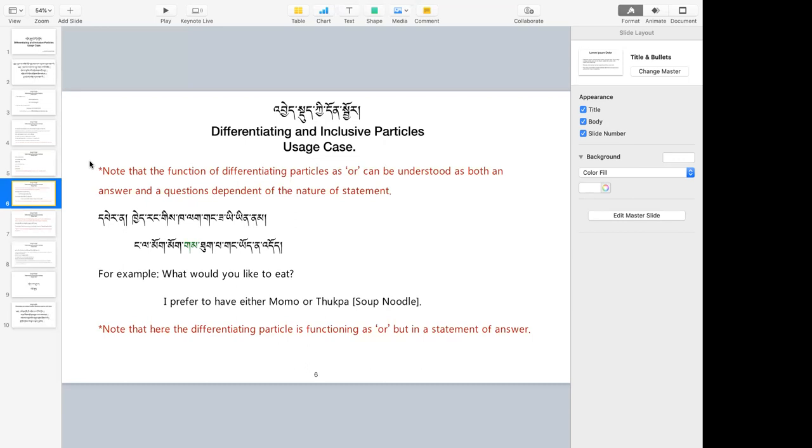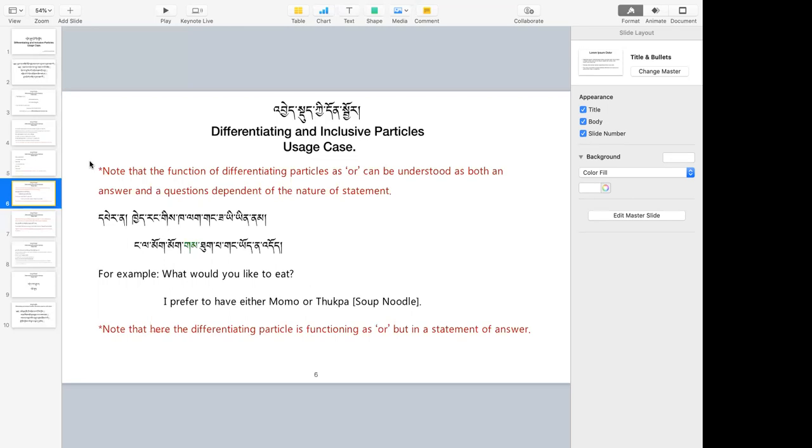Okay, so note that the function of the differentiating particle as or can be understood as both an answer or a question, depending on the nature of the statement. Even though an option is provided, sometimes the option provided could be an interrogative statement where you ask someone, do you want this or that? Or it could be an answer stating, okay, I want either this or that. So therefore, it depends on the statement.